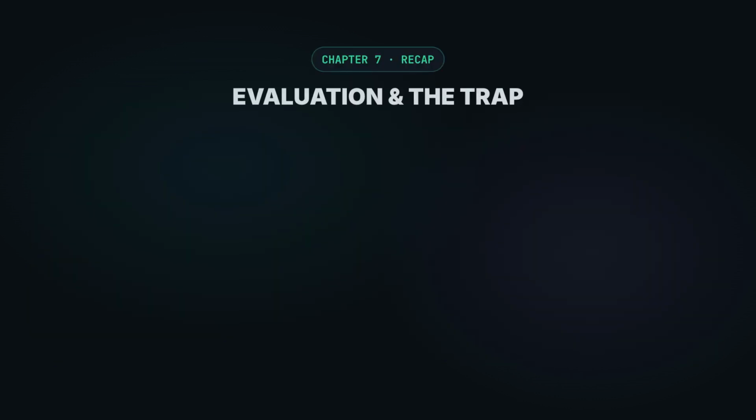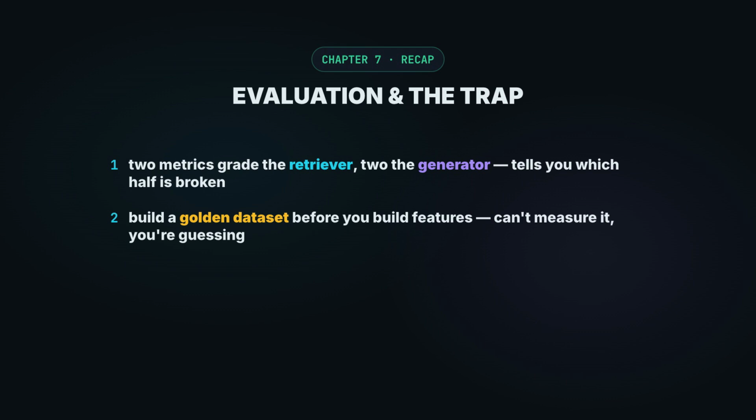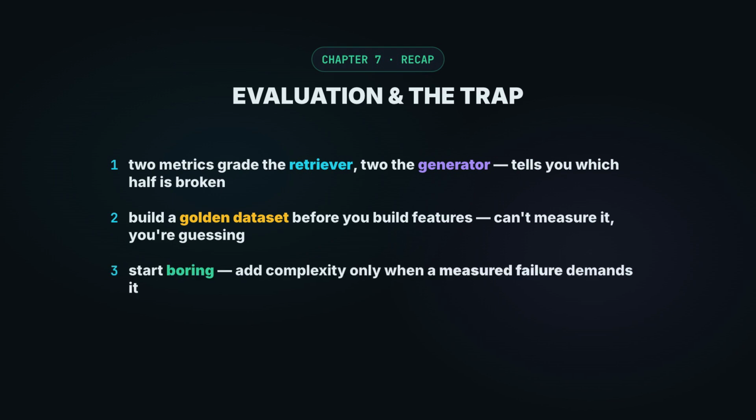Let's recap on evaluation and the trap. If you remember 3 things, make it these. 1, 2 metrics grade the retriever, and 2 grade the generator. That split alone tells you which half of the system is broken. 2, build a golden dataset before you build features. If you cannot measure it, you are only guessing. And 3, start with the boring stack and add complexity only when a measured failure actually demands it.